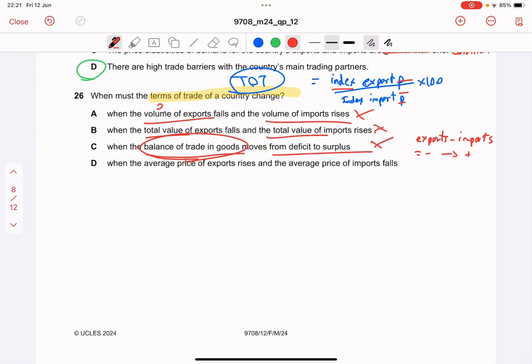We're crossing that off. Last one says when the average price of exports rises and the average price of imports falls. Average price. So yes, that is correct. So when the average price of exports rises and the average price of imports falls, then the TOT is likely to increase. And so yes, that does cause a change in the terms of trade. So D is our correct answer.